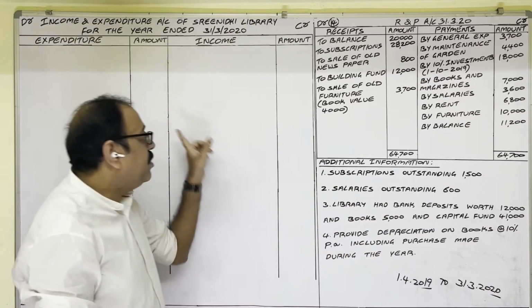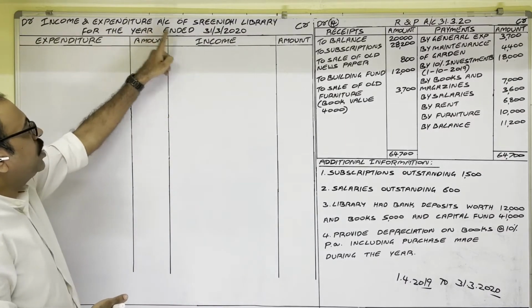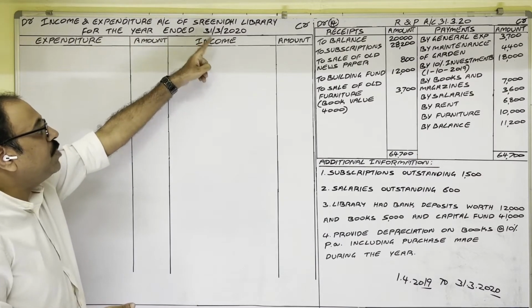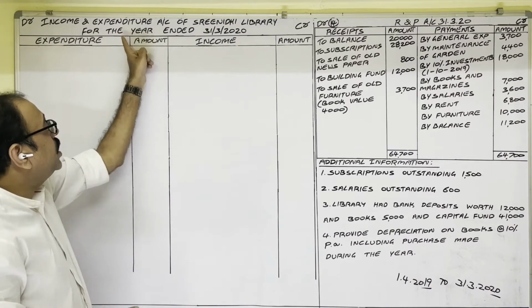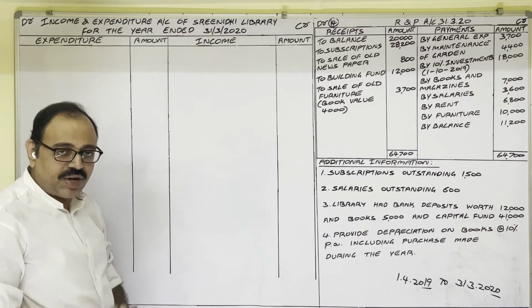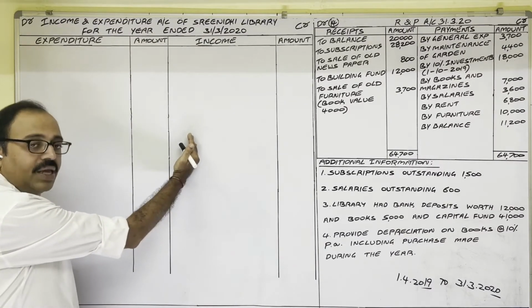So first, the income and expenditure account. Heading: Income and Expenditure Account of Srinidhi Library for the year ended 31st March 2020. When we are preparing the balance sheet, here you have to write as on 31st March 2020. That is the difference. Debit side expenses, credit side incomes.